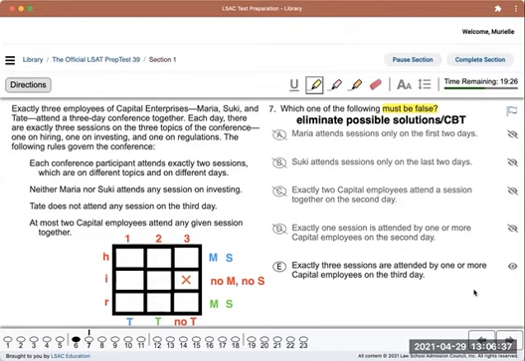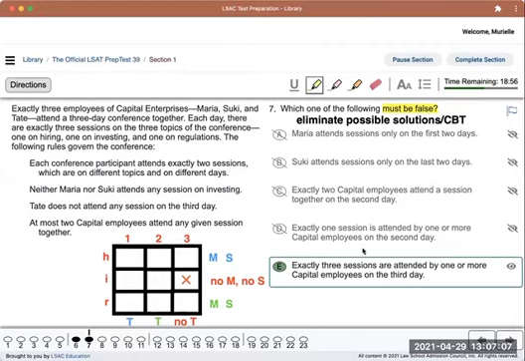E, exactly 3 sessions are attended by 1 or more capital employees on the 3rd day. So no, that's actually not possible. So on the 3rd day, no one is attending investing, right? And on the 3rd day, we just have M and S. So yeah, that must be false.